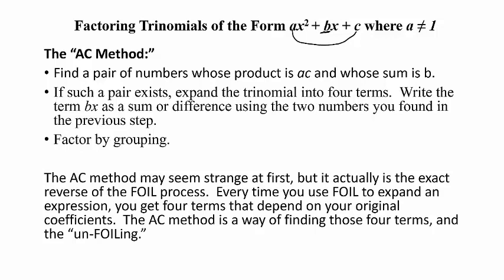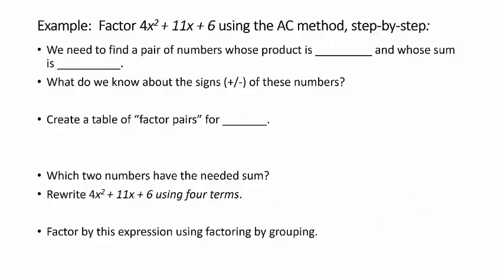So in a way, the AC method may seem strange at first, but it's actually the exact reverse of the FOIL process. Every time you use the FOIL, first, outer, inner, last, to expand an expression when you're multiplying two binomials together, you get 4 terms that depend on the original coefficients, right? And the AC method is a way of finding those 4 terms and kind of doing the unfoiling there. Okay, so let's walk through some of this to train our brain on how to do this.